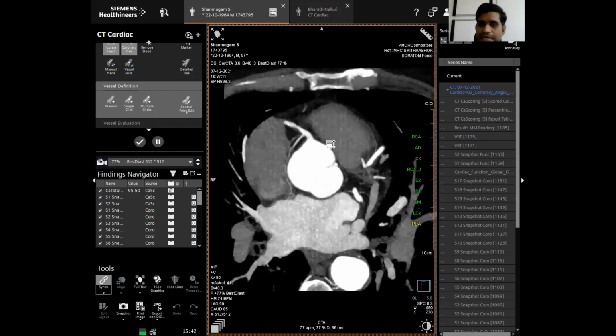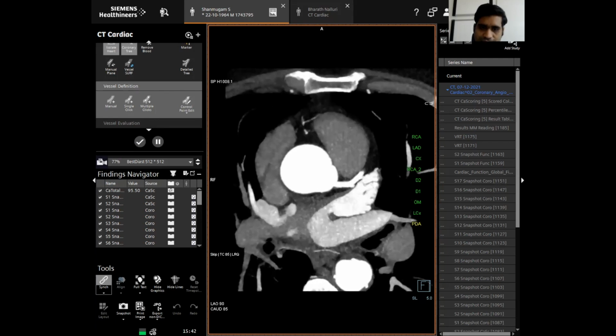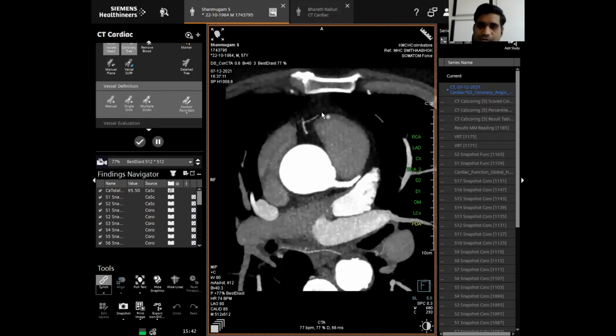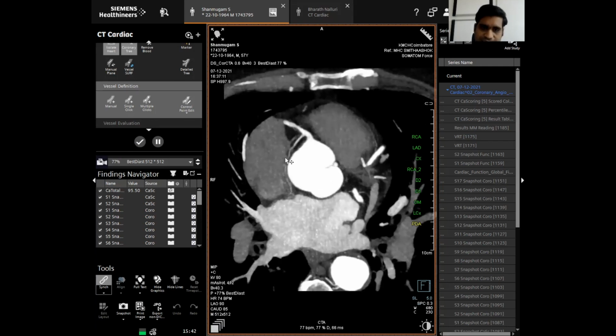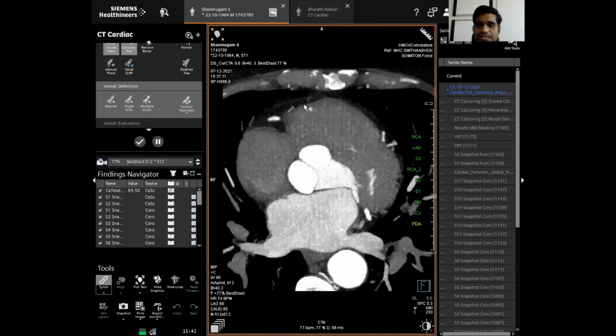Now we'll see about the right coronary artery. This is the right coronary artery, which originates from the right coronary sinus and gives off branches. This is the conus branch, which curves around the right ventricular outflow tract. And this is the branch to the SA node, which runs towards the left atrium. The next branch is the AM branch, called the acute marginal branch, which runs along the surface of the right ventricle.